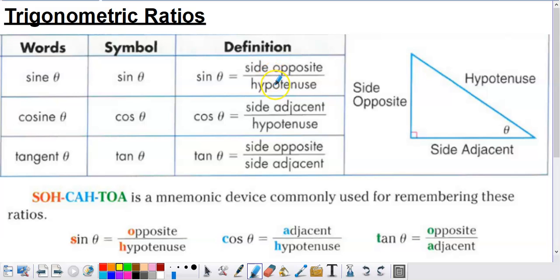So the definition for sine of theta is going to be to take the side that's opposite the angle theta and divide that by the hypotenuse of a right triangle. For cosine of the angle theta, we're going to take the side adjacent to the angle theta and divide by the hypotenuse. And for tangent of the angle theta, we're going to take the side opposite the angle theta and divide by the side adjacent to the angle theta.